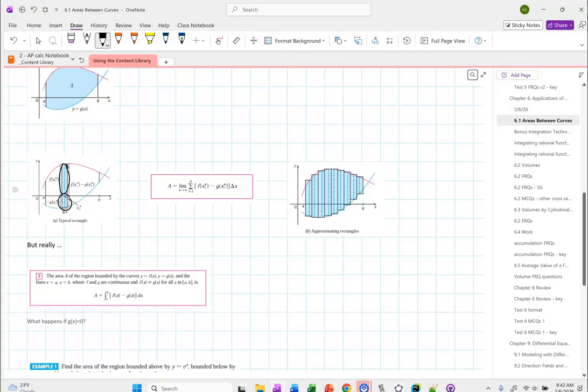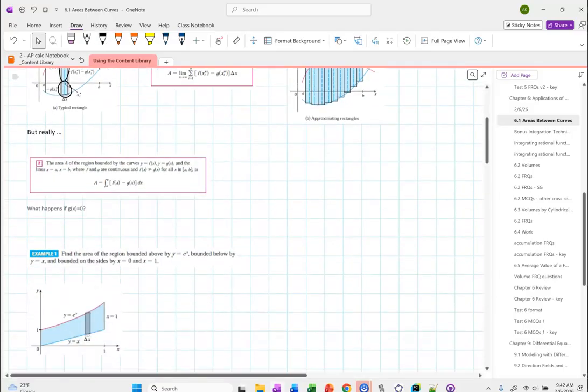So I'm going to take these slivers and take this negative height of g and subtract it. That'll make sure it's giving me a positive area. And if I do that for infinitely many of these little slivers, I get something like this. And what should this look like? An integral, right? If I have the sum of infinitely many rectangles, that's all we're talking about here. I get an integral.